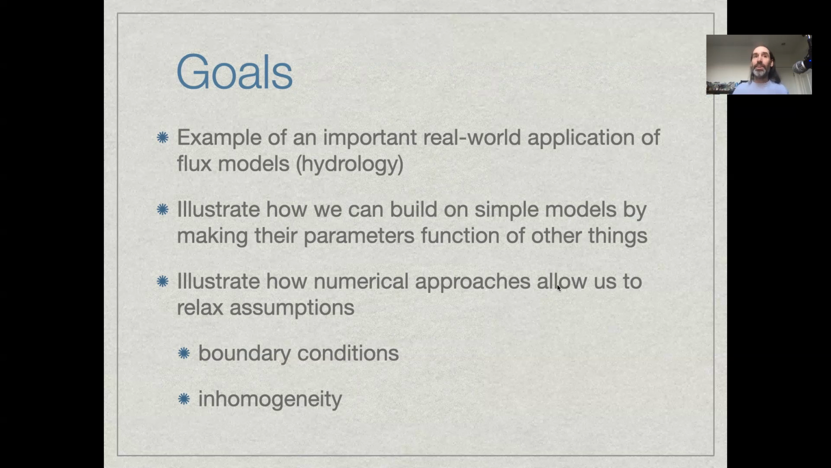We're going to use this as a way of illustrating these numerical approaches and how these numerical approaches allow us to relax a lot of the assumptions of that simple 1D diffusion. So, we now can control the boundary conditions. We can control that assumption of homogeneity. So we can make the soil have different characteristics in different places, spatially.